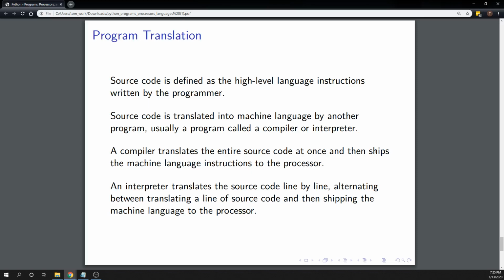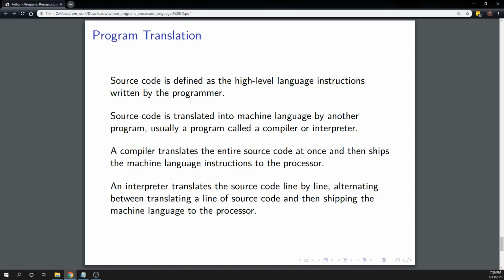An interpreter will translate the source code line by line, or almost line by line, in small chunks basically, and then ship those machine language instructions to the processor. And then alternate back and forth. That's similar to how an interview would be conducted through a translator, right? The person conducting the interview would ask the person being interviewed a question that would be translated by the interpreter. Then they would answer the question and interpret a little bit more, and then ask another question and interpret a little bit more. So small chunks of code are translated and then sent off to the processor, and that cycle is repeated over and over again.